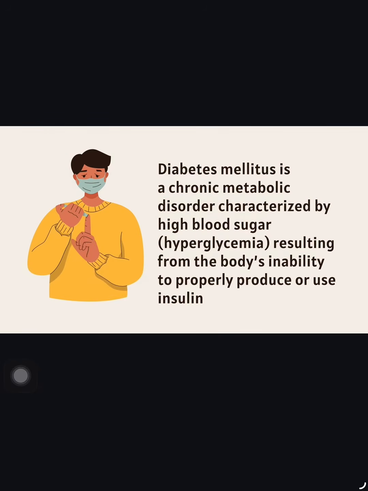What is diabetes? Diabetes mellitus is a chronic metabolic disorder that is mainly characterized by a high blood sugar level, which means hyperglycemia, resulting from the body's inability to properly produce or utilize insulin. It means that a rising blood sugar level is mainly decreased by the hormone insulin. If the insulin can't work properly or is not sufficiently produced, then it causes the blood sugar level to rise extremely, which causes diabetes.